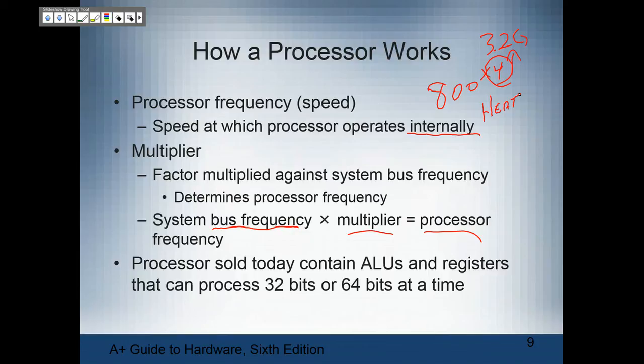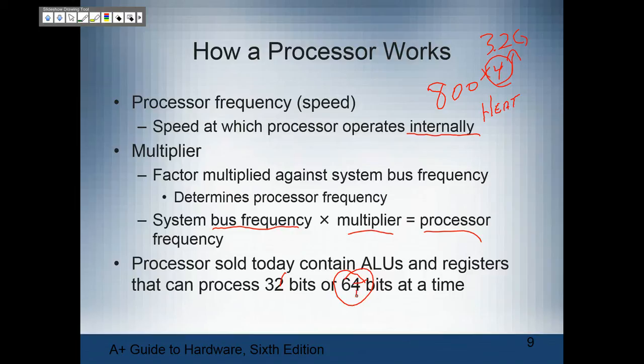Today, processors are sold to contain the arithmetic logic units and registers that can process 32 or 64-bit. And what we really want in most things today, well, most things, I won't say everything, is going to come with 64-bit. The Windows programs 7, 8, Vista, if you're brave enough to use it, all came with the ability to run on the 32 or the 64-bit system.